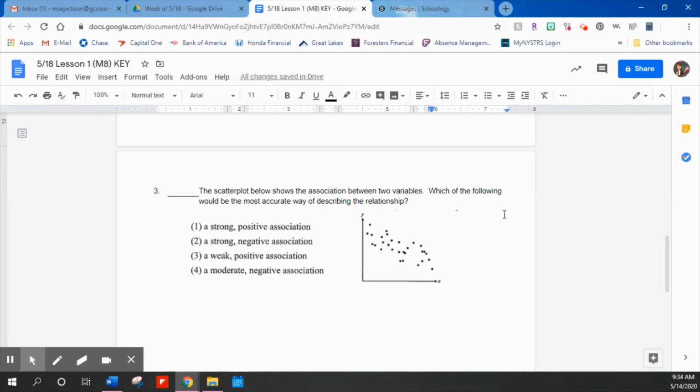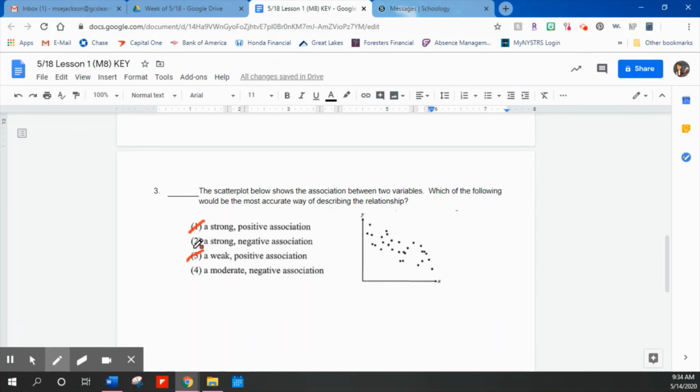Okay, so let's first read the graph from left to right. The data points are generally going down. So that means we have a negative relationship. So I'm going to eliminate any that say positive. I know you don't have the capability to draw on your Google Doc, but if you see what I'm doing, hopefully that's making sense to you.